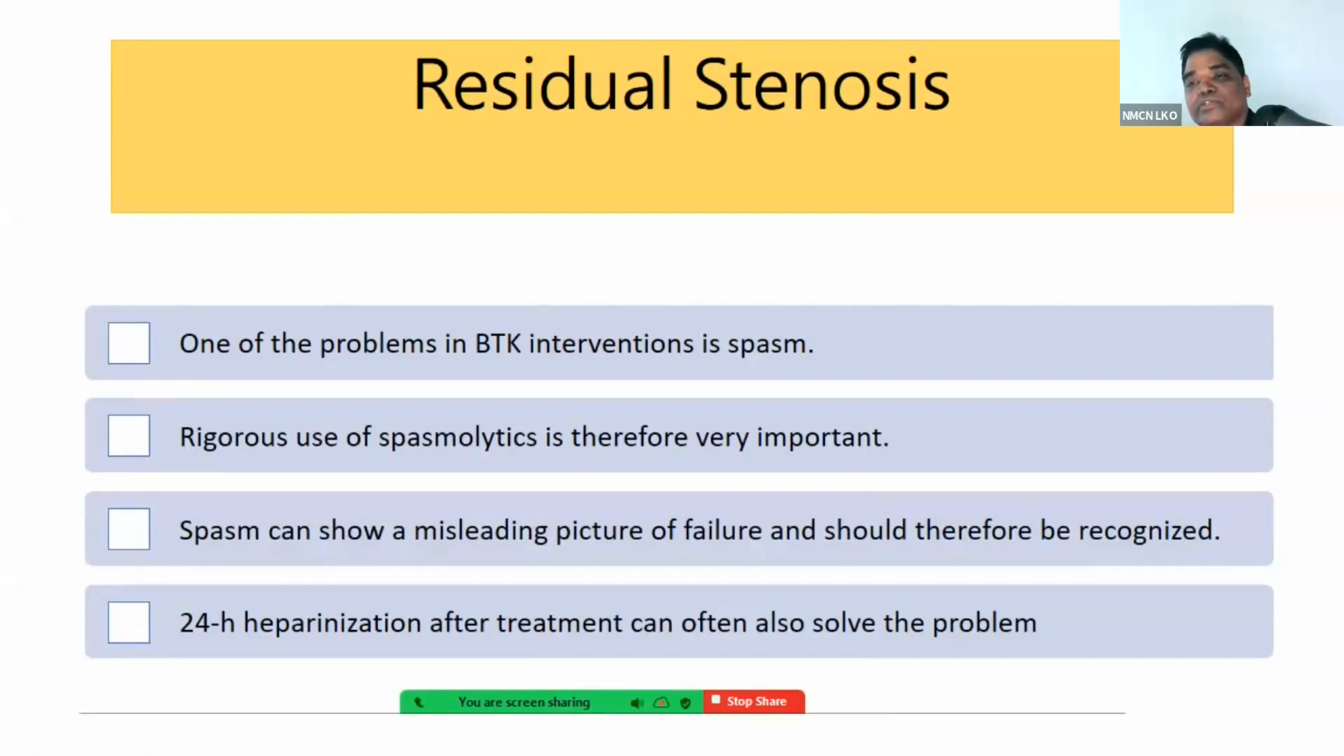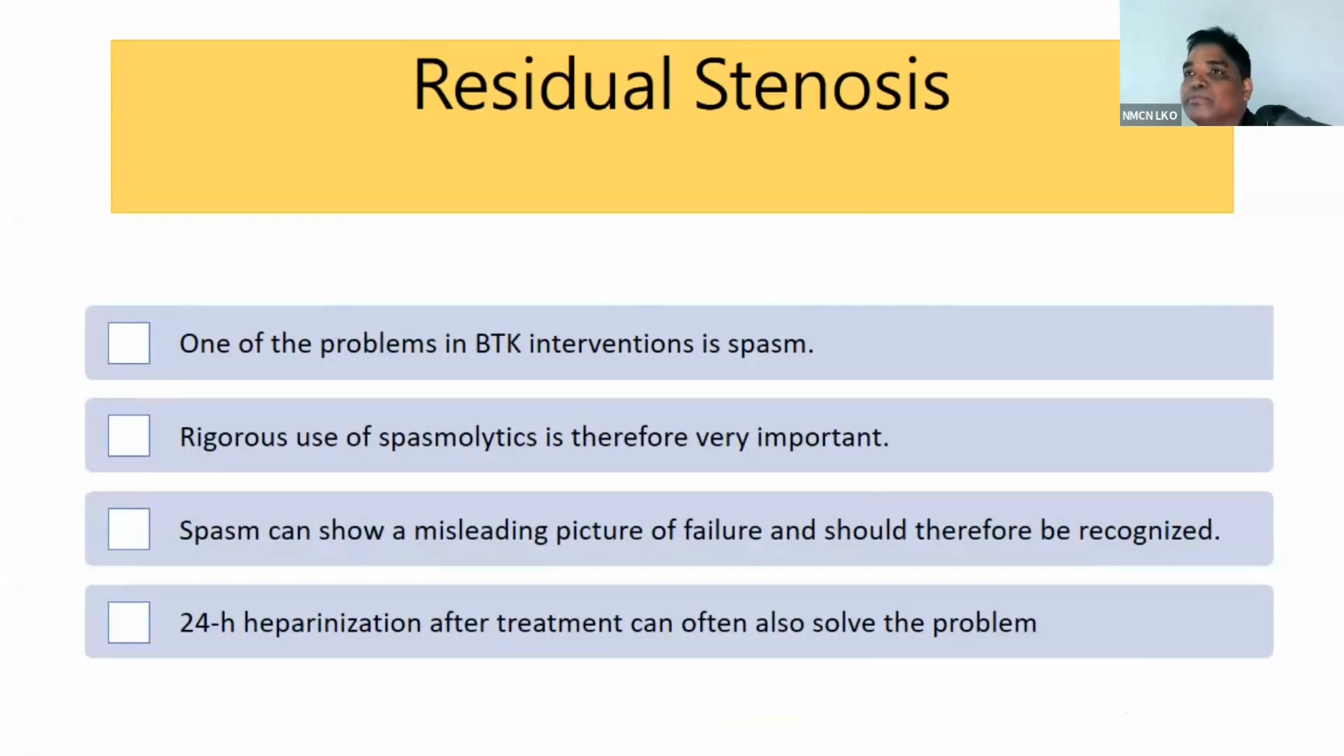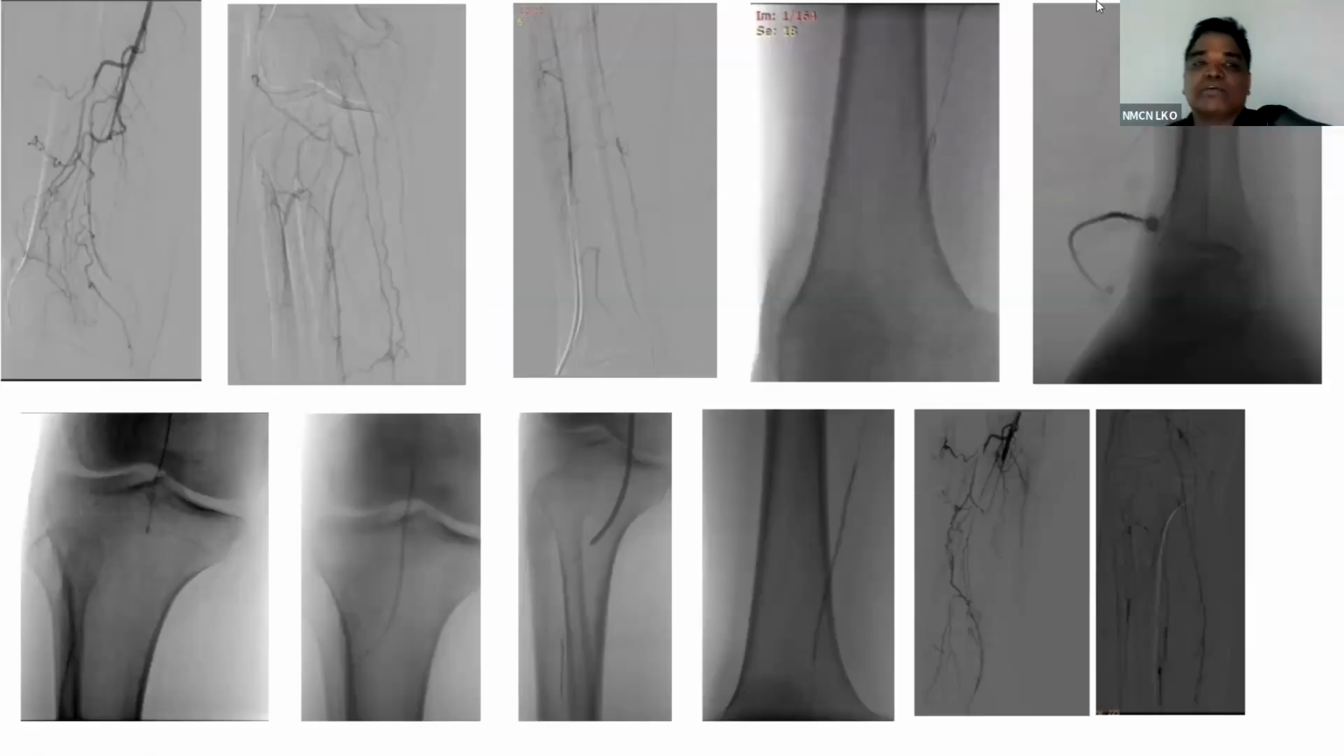So residual stenosis is sometimes a problem. You can do angioplasty and you may not achieve results. One of the problems with below the knee interventions is vasospasm. You can use rigorous spasmolytics during the procedure. We use nitroglycerin. There are other drugs like lignocaine which can be used. And spasm can be misleading sometimes, and it may present a picture of failure. So what we do generally, when we have failed a procedure or routinely after every procedure, is always give 24 hours of heparinization.